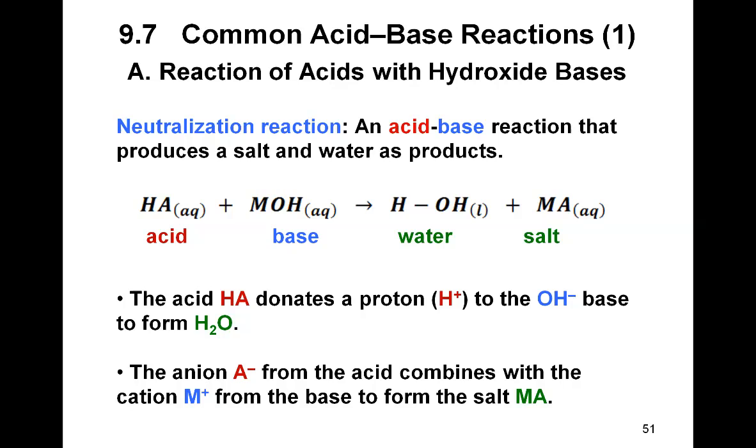Next, the cation from the base, because that's a positive ion, the M, that is combined with OH-, will combine with the negative ion that comes from the acid. Because when the acid donates a proton, it leaves behind A-. So M+ and A- combine together to form the salt that will have the formula MA. We always put the positive ion first in the formula and then the negative ion. And so that's how an acid-base reaction forms water and a salt.